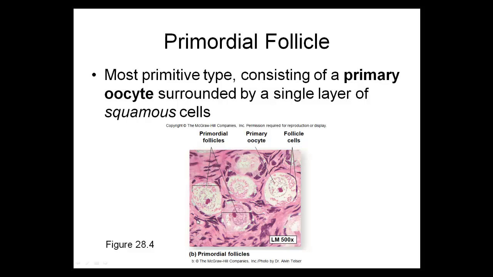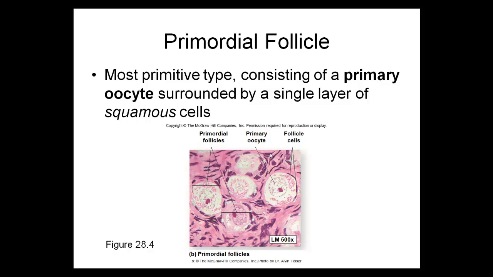So let's have a look at them. Primordial follicle will have the primary oocyte, and will have follicle cells that are surrounding it. And those are simple squamous cells here, not epithelium. And these will develop later on to make the granulosa cells. But right now, these are not granulosa cells, these are follicle cells, squamous follicle cells. So this is the primordial follicle, and this is the very initial step.